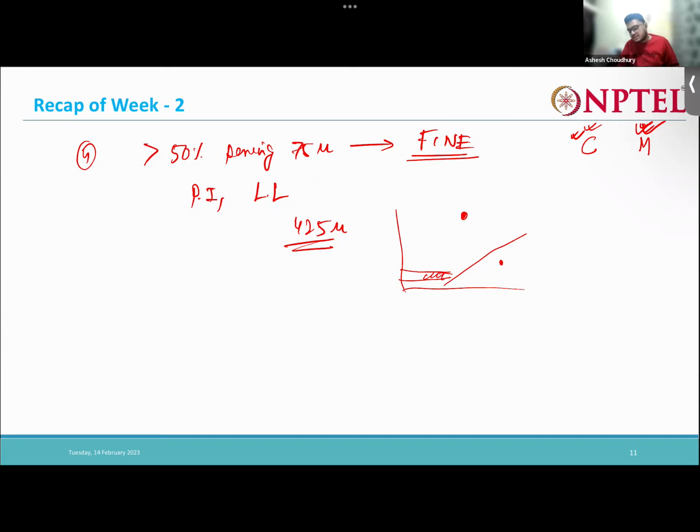Now, if we know that our soil is of organic origin, meaning the soil has a dark color, it has some kind of distinct smell, and you know from your observation that there should be some organic content, like it's an organic soil, and it plots below the A line, it will be O, that is our organic soil. In place of M, it will be O.